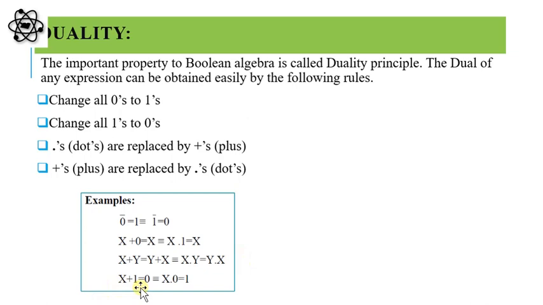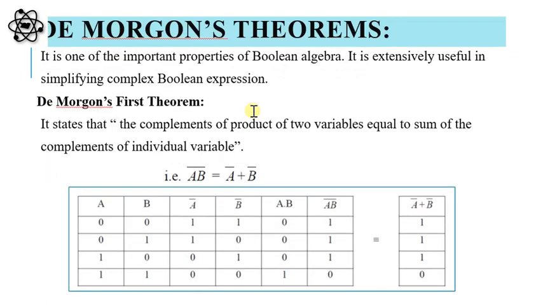Next, x plus 1 is equal to 1, and x dot 0 is equal to 0. So this is the duality property. That is, you change the zeros to ones and ones to zeros, and the AND operation is replaced with the OR operation, and the OR operation is replaced with the AND operation.